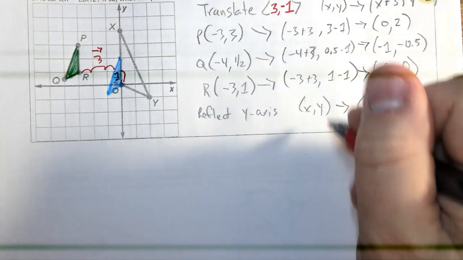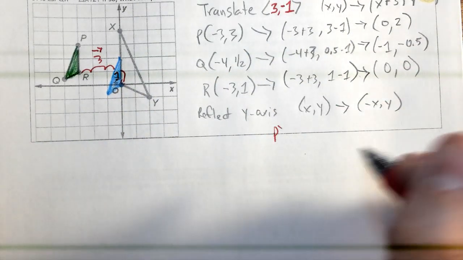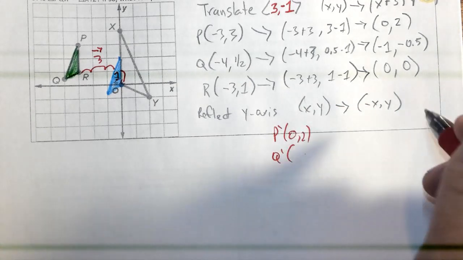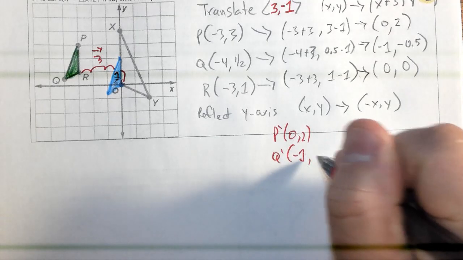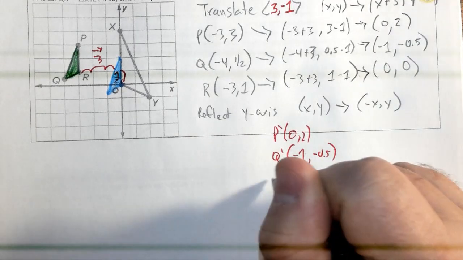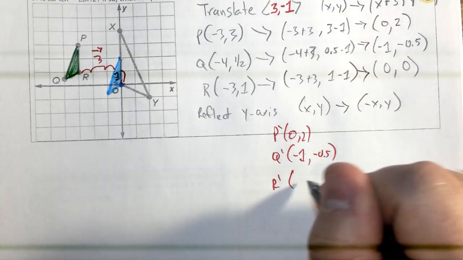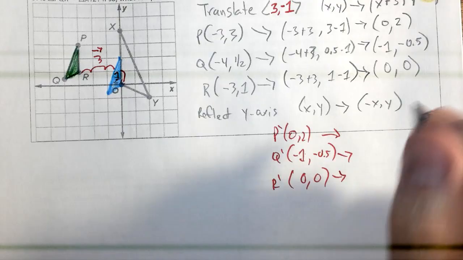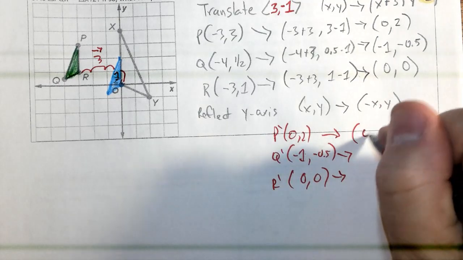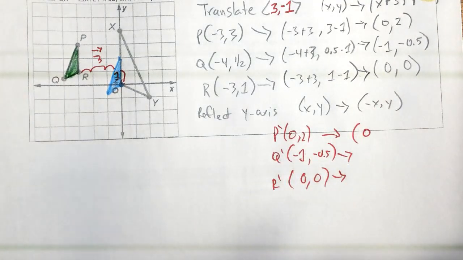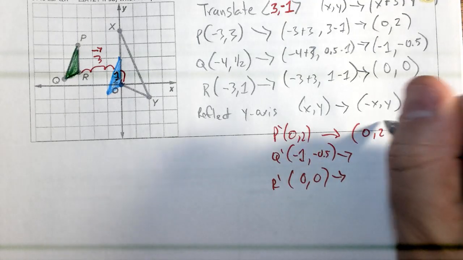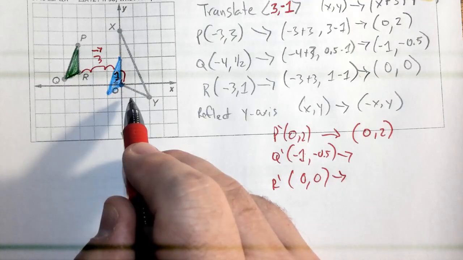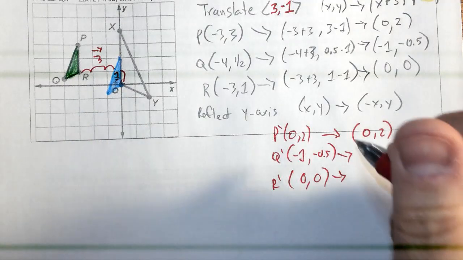So our P prime was 0, 2. Q prime was -1 and -0.5. And then our R prime was 0, 0. So negative x comma y. 0 is neither negative or positive, so it stays the same. And 2, so this is going to stay the same. This is going to stay the same. This is the only one that's going to move because we're scooting across.